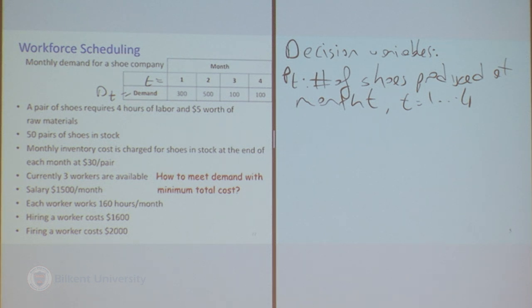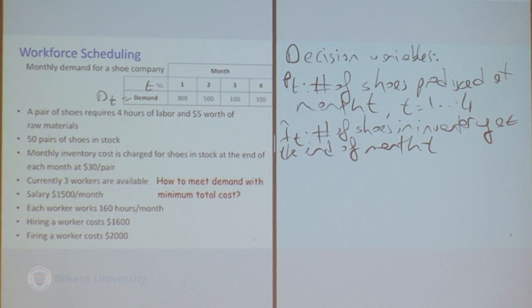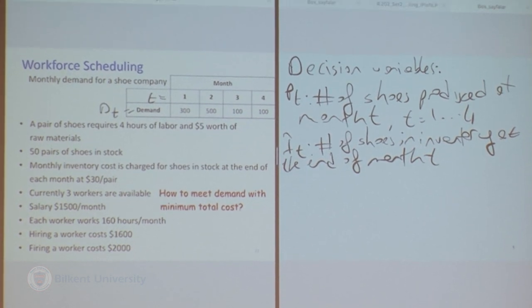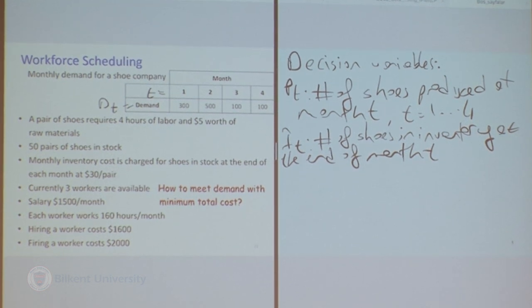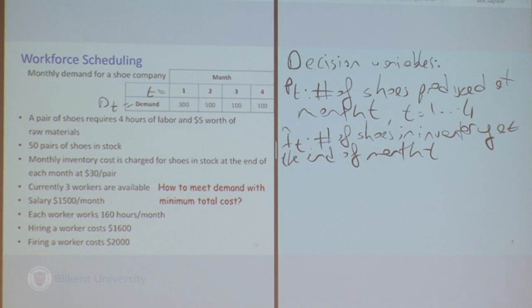Now, for the sake of formulation, I need additional variables too. For example, I'm going to define IT, number of shoes in inventory at the end of month T. I define a variable for my inventory because it has a cost, $30, and I have to make sure my inventory is actually keeping up with me to satisfy the demand. So I need to define it as a new variable.